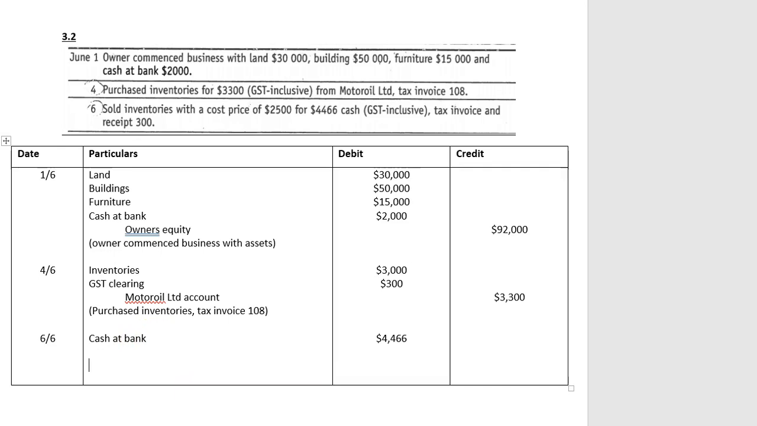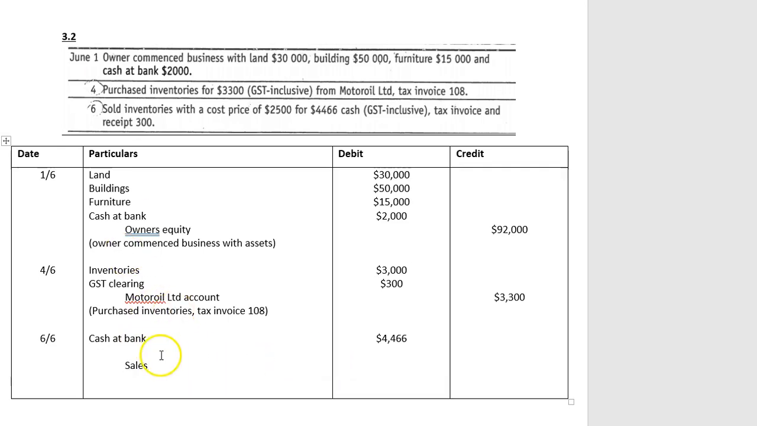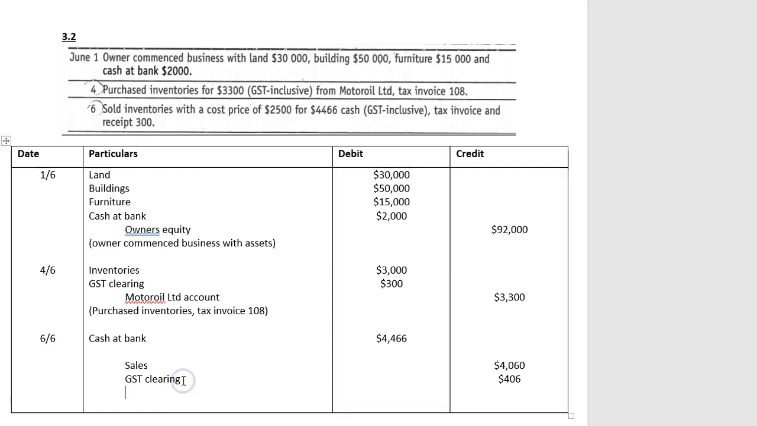And I know that for that cash at bank to go up, we need sales and we need GST clearing. I had to drag my calculator out then, that's a bit sad. Okay, so we've got that, we've got the sale accounted for. Now we've got to think about our inventory. So if we sold inventories, an asset going down, we're looking at a credit. And that was worth 2,500.